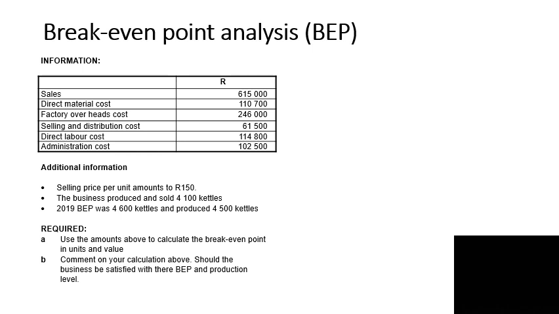We are also provided with additional information. Selling price per unit, we are told it is 150 rands. Then the business produced and sold 4,100 units. In 2019, our break-even point was 4,600, and in 2019 they also produced 4,500.